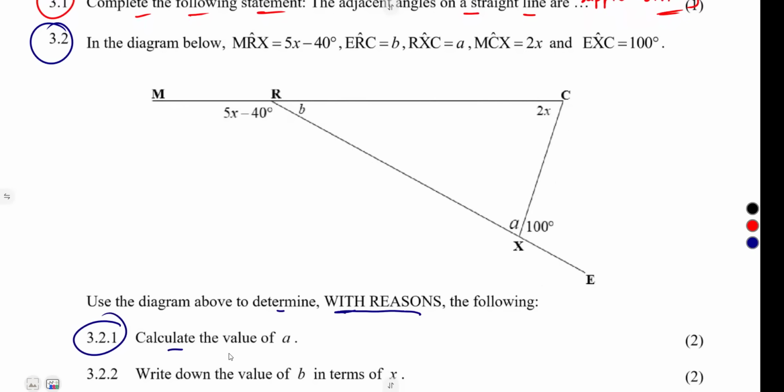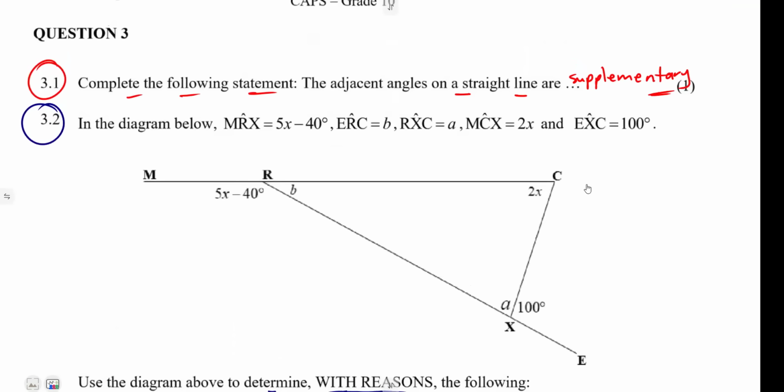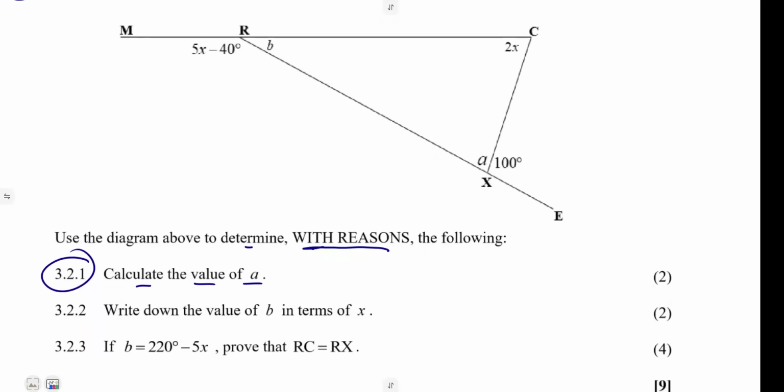3.21. Calculate the value of A. Remember, these two angles are on a straight line, and we've already talked about adjacent angles on a straight line: they are supplementary. So you can simply use that to determine the value of A.